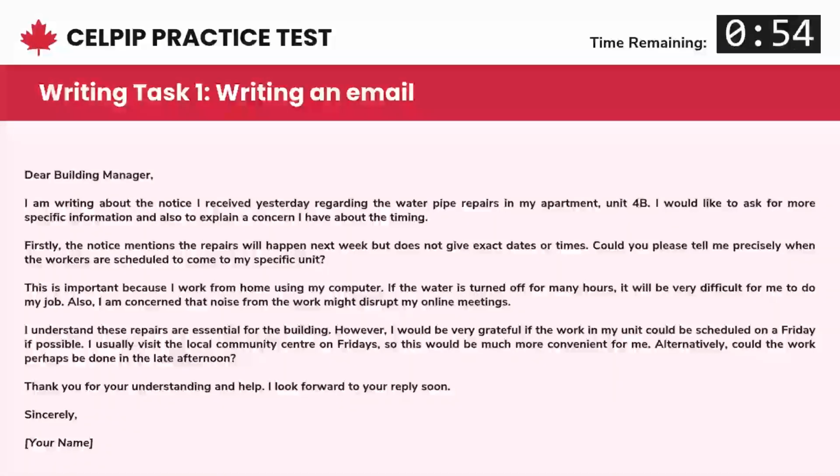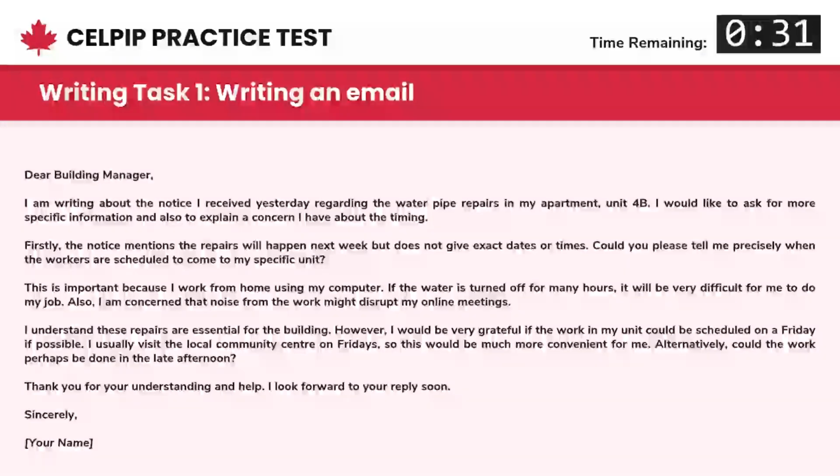The email is well organized. It starts with a polite greeting, "Dear Building Manager," and ends with a suitable closing like, "Sincerely." The body of the email uses a few short paragraphs, making it easy to read. Each paragraph focuses on a specific point. The overall tone is formal and respectful, which is appropriate for this situation.